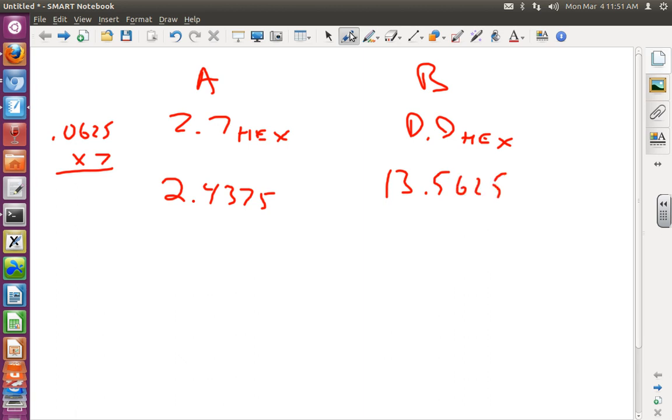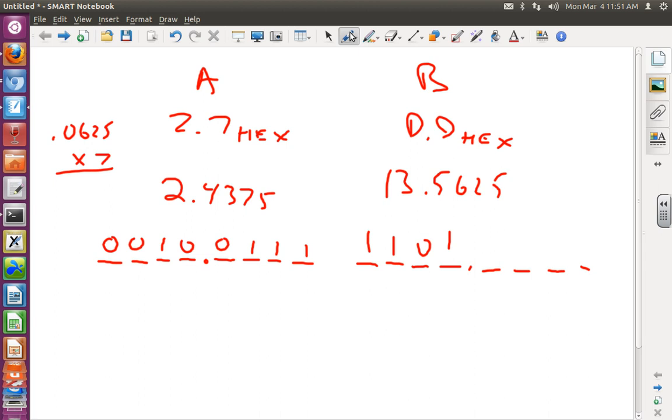Question 7. Convert these hex numbers to binary. Well, how do you convert a hex digit to a binary number? You have 4 bits, right? So 1, 2, 3, 4. How do you write 2 in 4 bits? 0, 0, 1, 0. How do you write 7 in 4 bits? 0, 1, 1, 1. All right, let's do it over here. How do you write 13 in 4 bits? 1, 1, 0, 1. How do you write 9 in 4 bits? 1, 0, 0, 1. All right, that's questions 6 and 7.